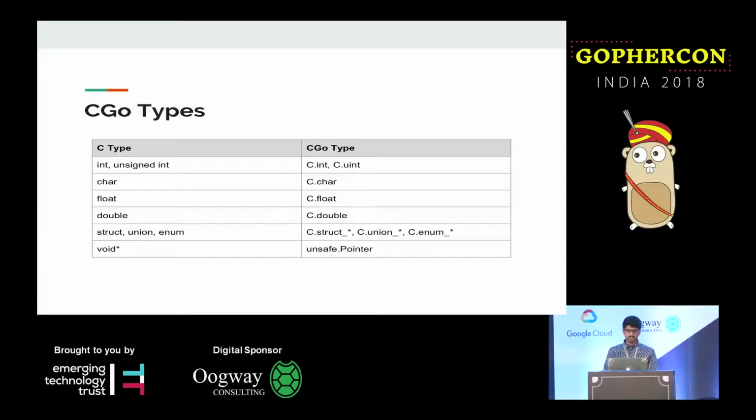So how would you convert types from C to Go? Or basically, how do you declare variables with C types in Go when you want to use CGO? These are just type mappings, so it's pretty simple. You have int in C, you do C.int, and similar for the others. For structs, unions, and enums, you just prefix those on the Go side with struct, union, and enum, and then the actual name of those. And void stars become unsafe pointers on the Go side.